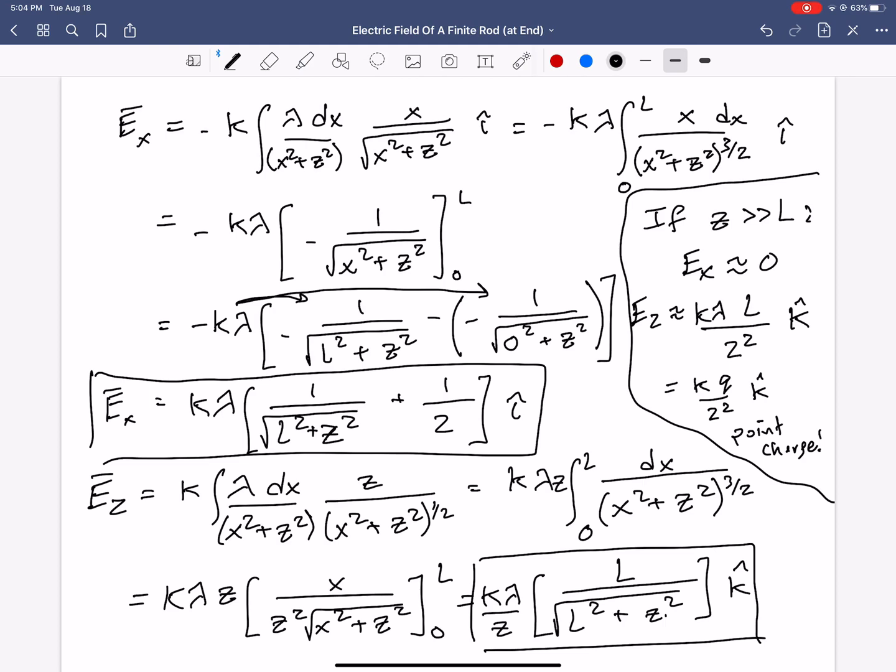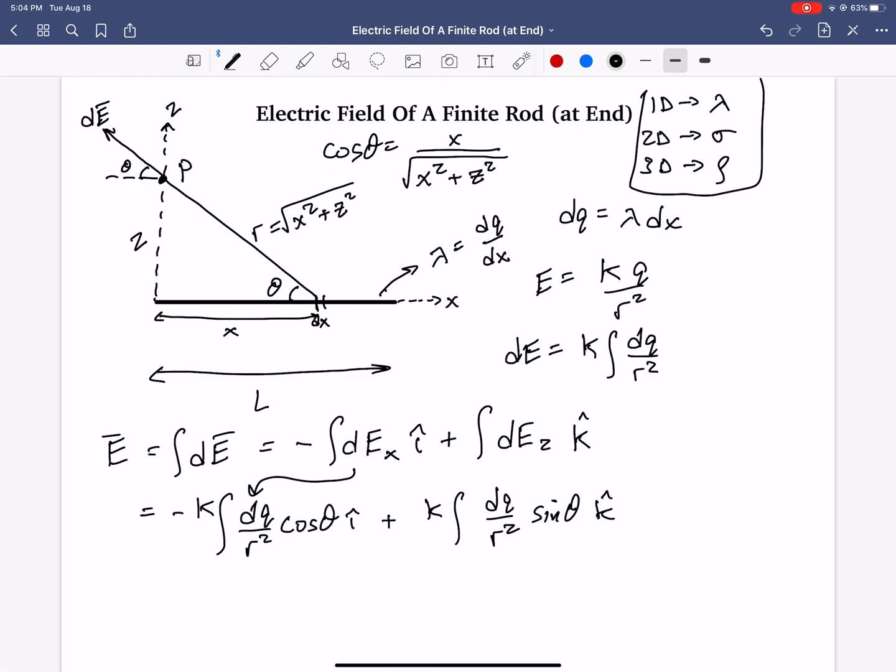So if z is much, much greater than L, right? If that point P in question is very far away, upwards from this rod, that rod basically looks like a point, okay? So hopefully this has given you a little bit of further practice in the steps to try and determine the electric field a distance from various objects, right? There was no symmetry in this problem.